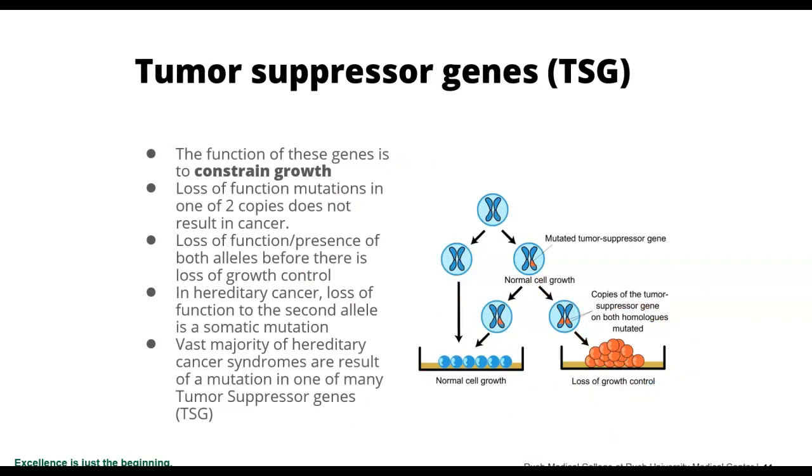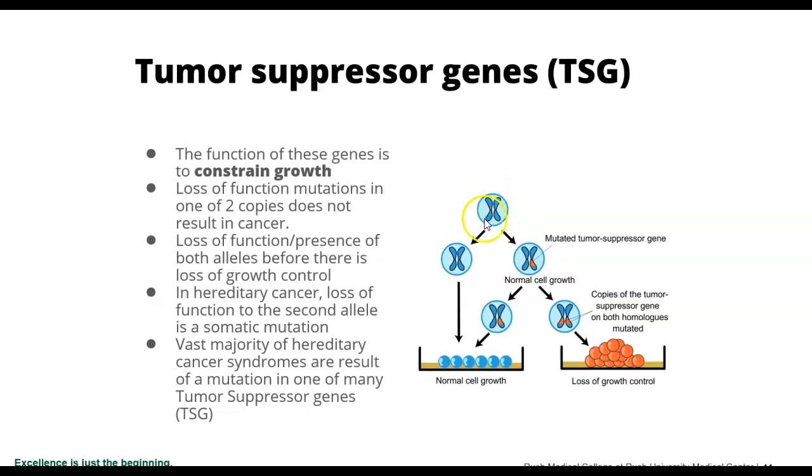Tumor suppressor genes, the function of these genes is to constrain growth, to control it. You don't go too fast, you don't go too slow, you go just the same rate. The loss of function of both copies results in cancer. So both alleles have to be abnormal before you get cancer.